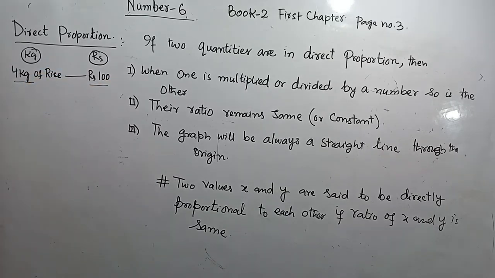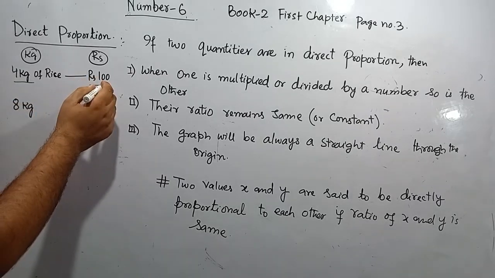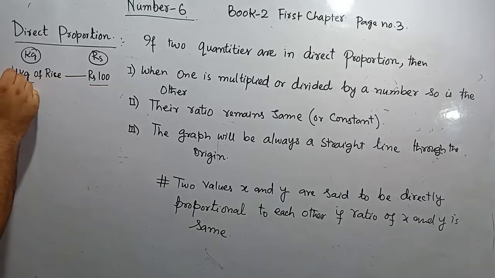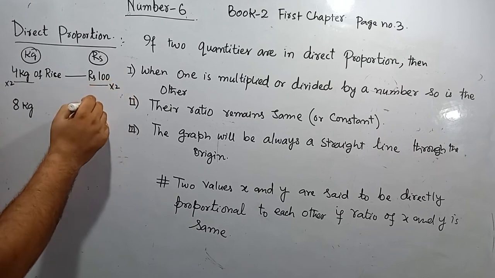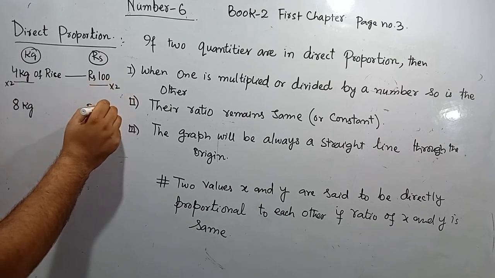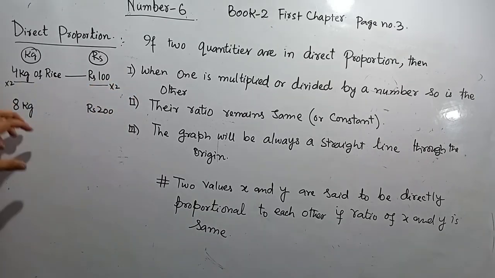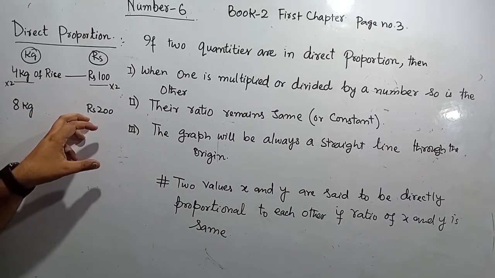If I multiply here by 2, that is 4 twos are 8 kg. What is the cost of 8 kg? Here I should also multiply by 2, because I am multiplying here by 2. So it will become 200. So the cost of 8 kg of rice will be ₹200.